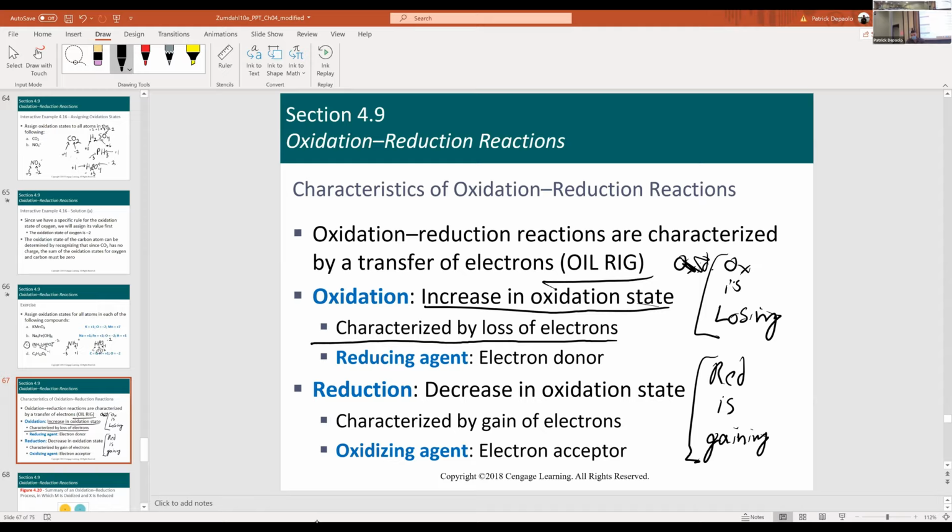And we'll talk about reducing agent in a second. But let's talk about reduction. Reduction is the opposite. Reduction is when you decrease the oxidation state. So that number is going down. Reduction, reduce, going down, decreasing. So the oxidation state number that we were figuring out would decrease from the reactants to the products. And it's characterized by a gaining of electrons. So reduction is gaining. That's where the RIG, of OIL RIG, comes into play. Reduction is gaining. So does that make sense? Are there any questions on that?